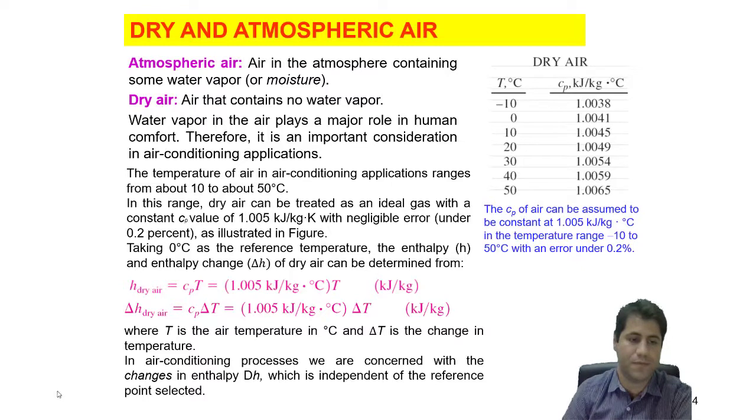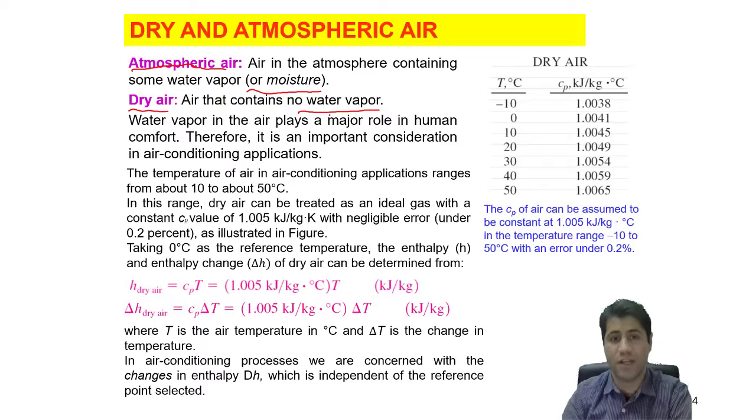Atmospheric air, based on definition, is air in the atmosphere containing some water vapor. So the atmospheric air includes nitrogen, oxygen, carbon dioxide, and also water vapor or moisture. We call this atmospheric air, the air which we have around us. We breathe it. And we also have dry air, which is air that contains no water vapor. So atmospheric air without water vapor is dry air.